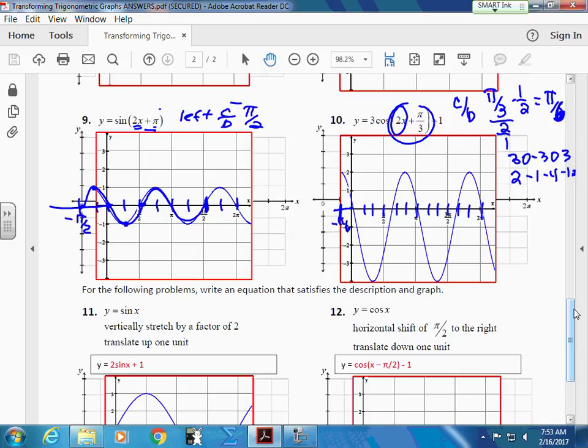I know we spent a lot of time on this. I know this is the hard part. So go over this tonight. Go over this and work on the equation right.